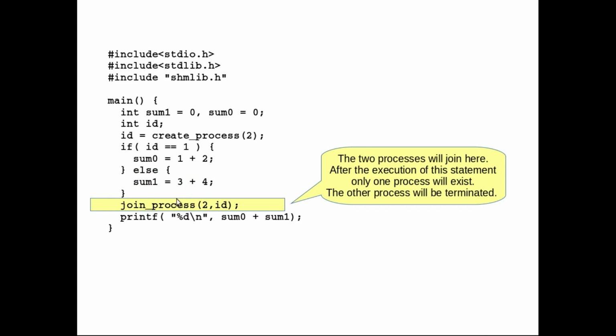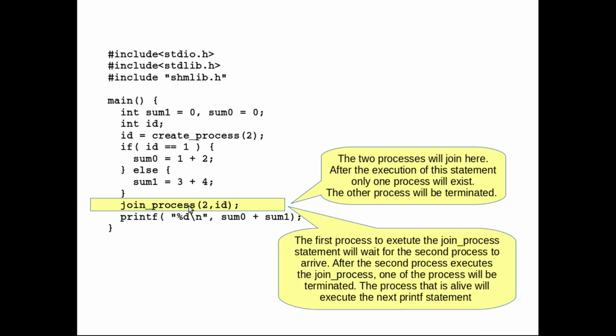After this, there is a new call that we see. It's called join process. After this, both the processes will execute the join process. What the join process does is, after the completion of this function, only one of the processes will exist, and the other process will be terminated. The way that this library has been written, only the parent process will continue to exist, whereas the child process will be terminated.